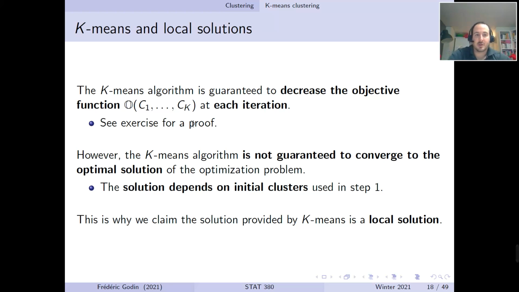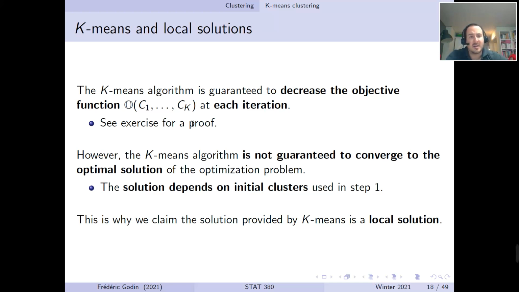Okay, so one thing that is important to notice is the clusters obtained when running the K-means algorithm depend on the initial clusters used in step 1 during the initialization. So if you initialize the initial clusters differently, then you might get a different solution. This is why we claim that the solution provided by the K-means is local. It's because it doesn't converge to the best solution, but it does converge to a solution where the algorithm stops improving at some point, and then you converge to that and stay there.